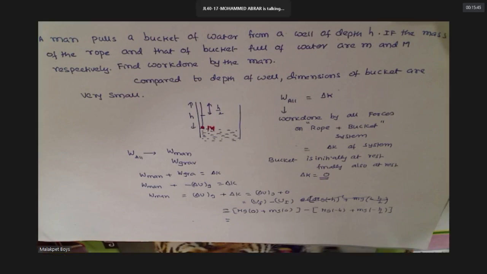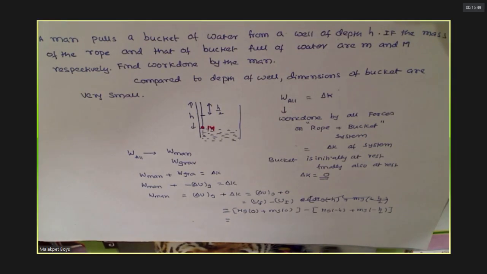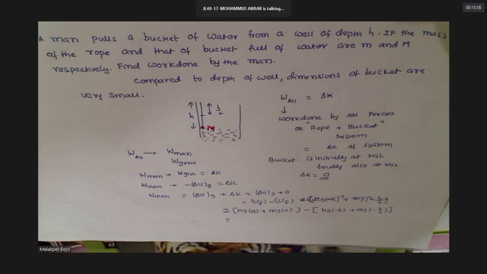gh into M plus m by 2, sir. Pardon? gh into 2M plus m by 2, sir. Yes. 2M plus m by 2.